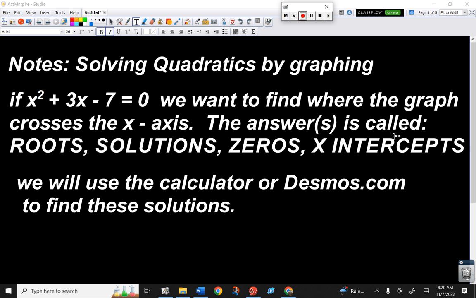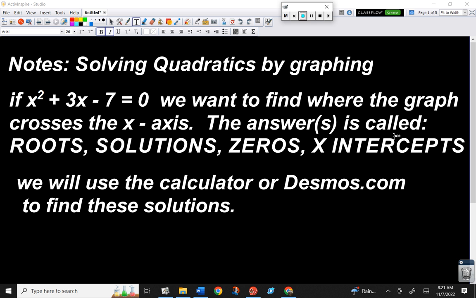Ladies and gentlemen, if x squared plus 3x minus 7 equals 0, we want to find where the graph crosses the x-axis. The answer, or answers, because there might be more than one answer, is called the roots, the solutions, the zeros, or the x-intercepts. We call them different things for different situations, but I'll use them interchangeably. I'll ask you to find the zeros, which means just find the roots. When I say to find the solutions, that's the same thing as finding the x-intercepts. These four words mean the exact same thing.